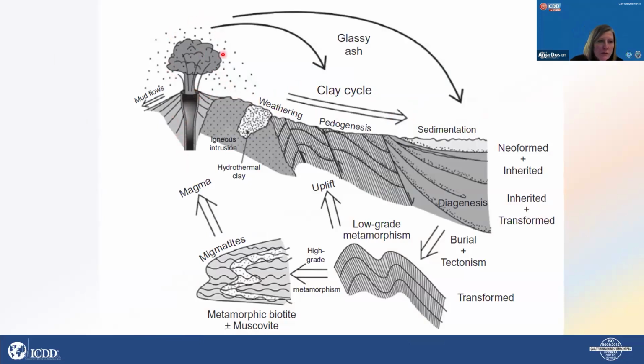So here is a quick look at what we could call a clay cycle, showing different environments where clays form. We can take a look at this volcano. Volcanoes will spew up clouds of ash. These clouds of ash can later turn into K-bentonites, a type of clay. Mud flows that are also produced by volcanic eruptions contain clay. Igneous intrusions can turn into clay by weathering. Hydrothermal clay can form hydrothermally. During sedimentation, we have sedimentation of clay at a certain depth.